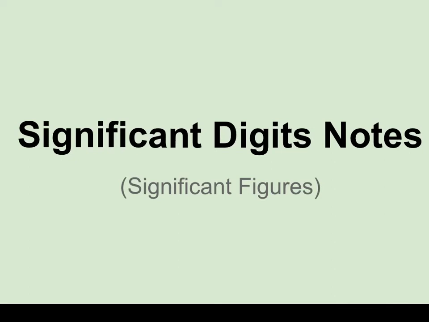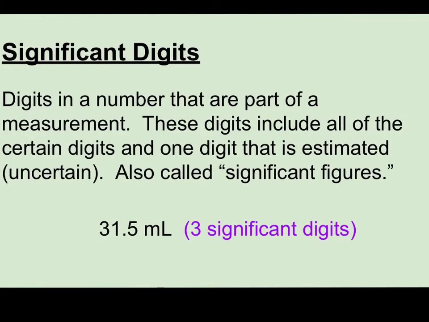Hi everyone! In this lesson, we're going to learn how to identify significant digits in a number, as well as how to round a number to a specific number of significant digits. Significant digits are digits in a number that are part of a measurement. These digits include all of the certain digits and one digit that's estimated or uncertain. They're also called significant figures.